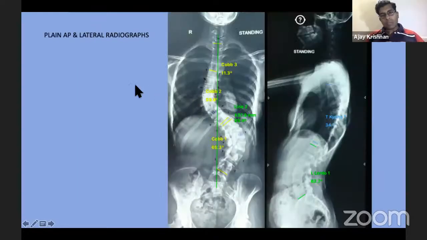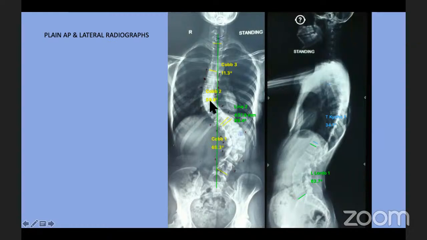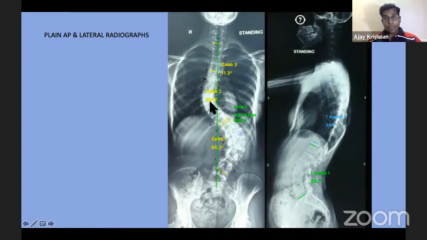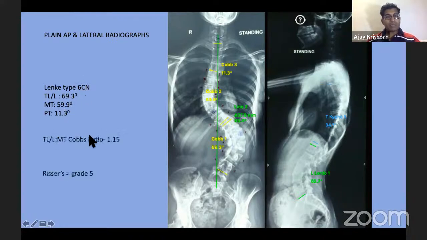Coming to this patient's frontal view X-rays and measurements. So this is a Cobb with a lumbar curve which is 69.3 and a thoracic curve, the MT, which is 58.9, and the kyphosis is 34.1, and at the same time lordosis is 62.7, and that's a 6CN. It can be called 6N, and these are the parameters for the same, and the Risser is 5.